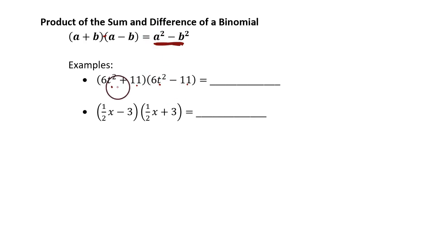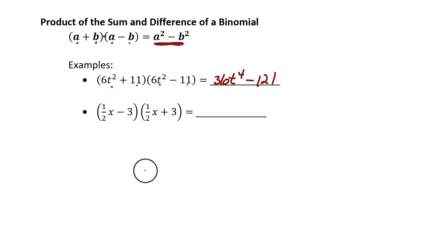The a squared means to multiply this number times this number. So 6t squared times 6t squared is 36t to the fourth. Minus. The b squared means to multiply this number times this number. 11 times 11 is 121.